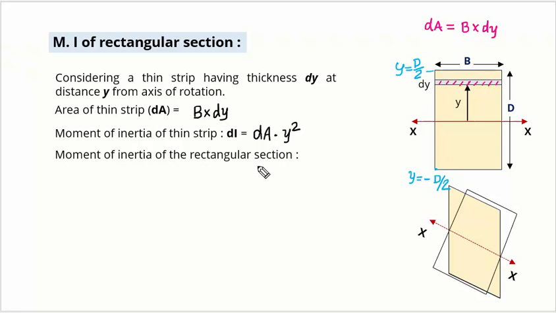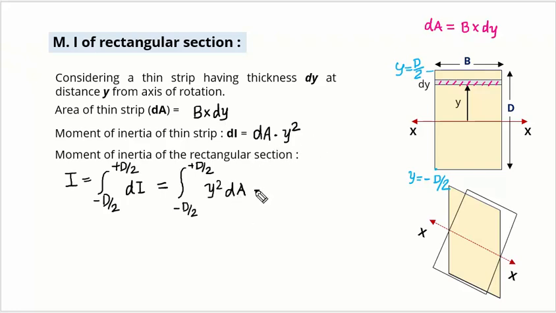So the moment of inertia of the rectangular section, that is capital I, is given by the integration of the small moment of inertia of the strip from bottom to top. We can start from the least to the maximum, so we go from bottom to top, from minus d by 2 to plus d by 2, of dI, the small moment of inertia. And dI is nothing but dA y square, so I can write y square times dA. Simple mathematics we are following.